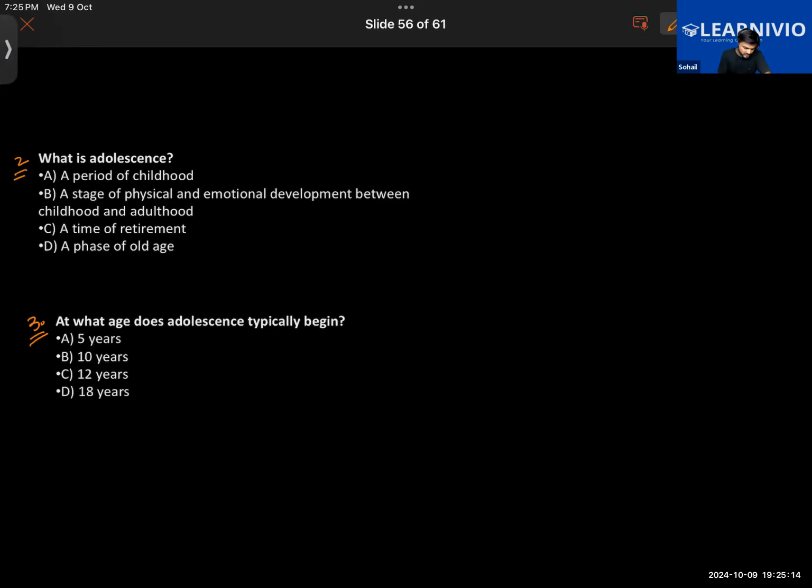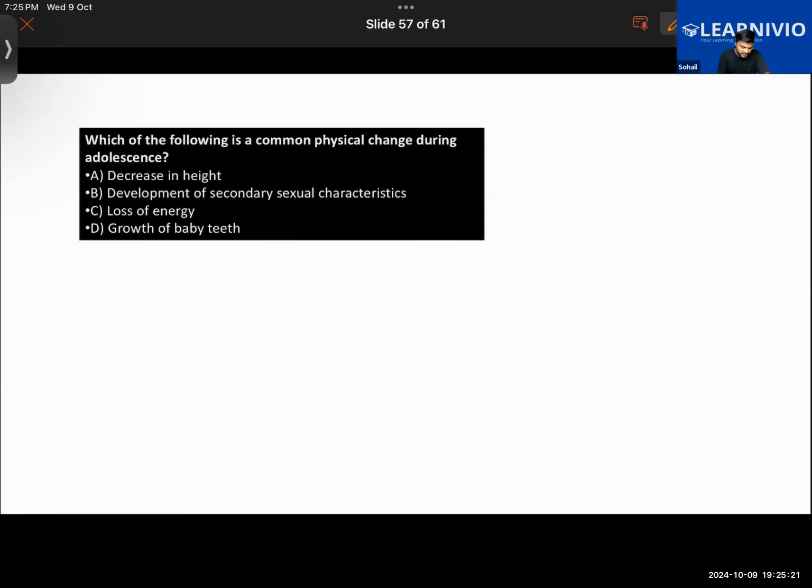So for question number 3, some of you haven't answered, but that is 12 years, okay? And for this, it's option number B. Very good. Which of the following is a common physical change during adolescence?